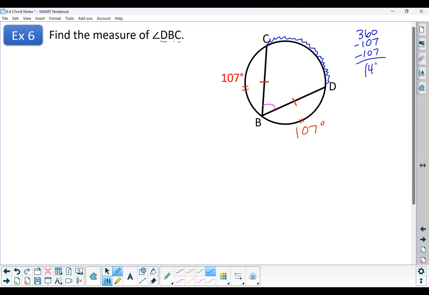That's 146. So that's this arc right here. Our goal is to figure out the angle right here. Well, that angle intercepts a 146-degree arc. So if we divide that by 2, we will have our angle, which is 73 degrees.